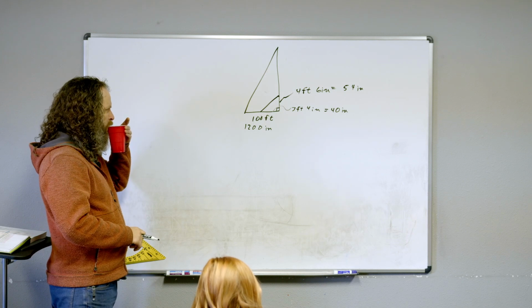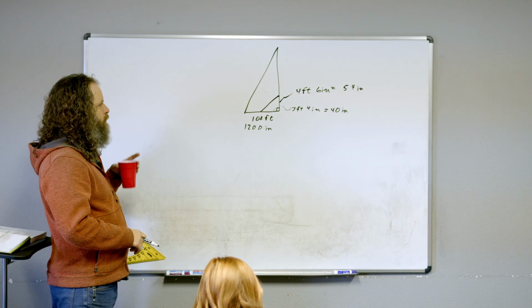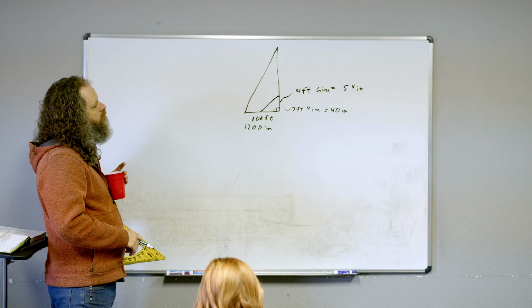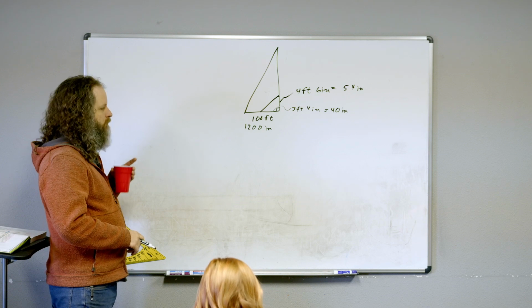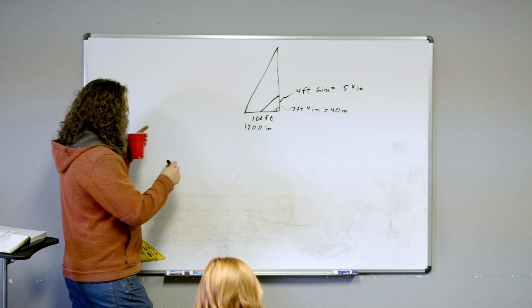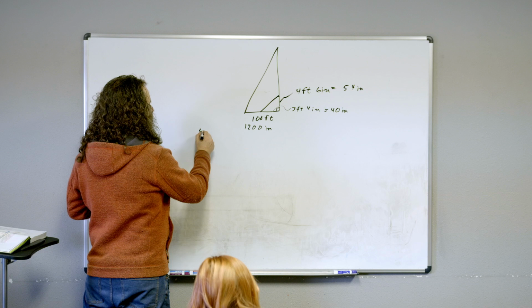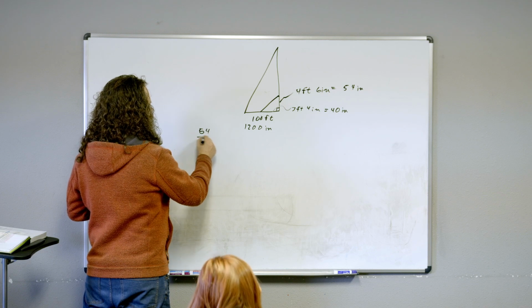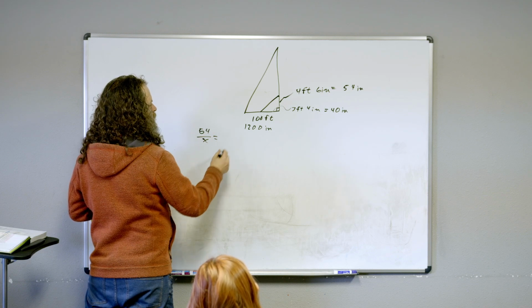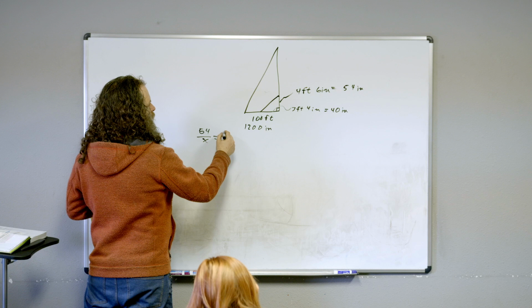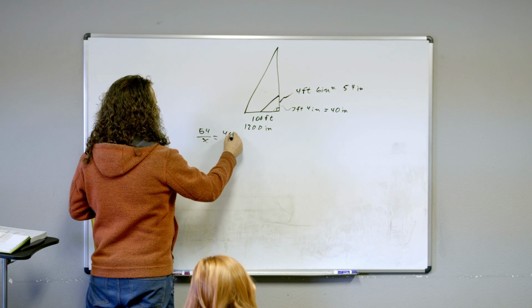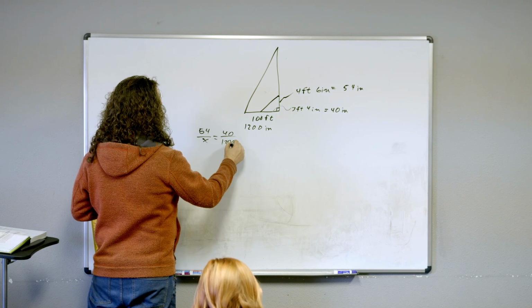Okay, now what? Proportion. 54 over x and 40 over 100. Sounds great. Equals 40 over 1,200.